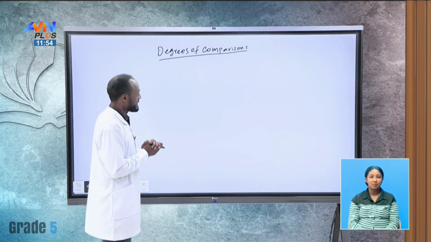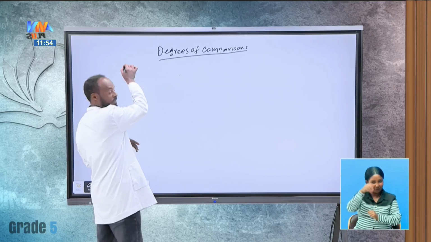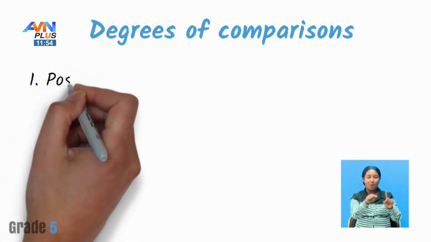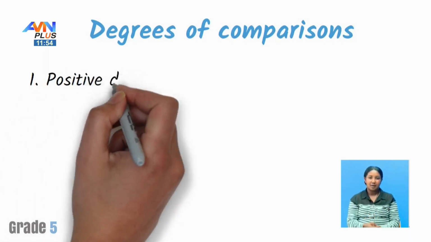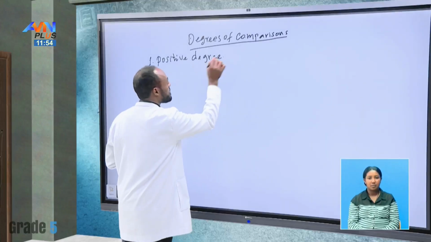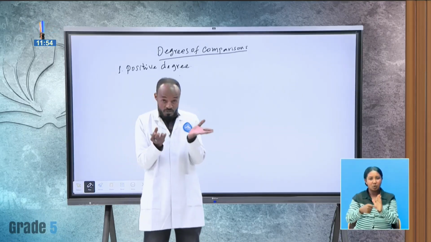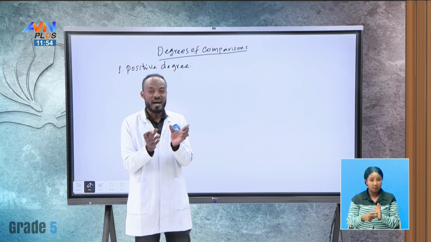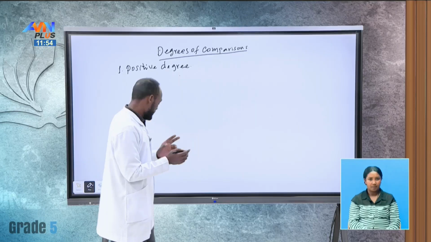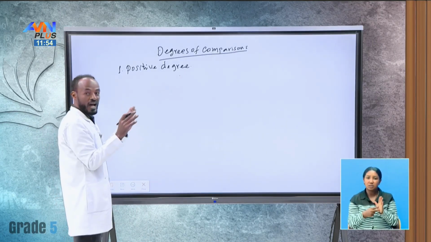In English, as we said so far, we have three degrees. Let's say one by one. The first one, positive degree. When we say positive degree, as its name indicates, it is positive. This means the normal adjective that we use in our daily speech. Okay? Come on here, students. When we say positive degree, we mean the adjective, okay?